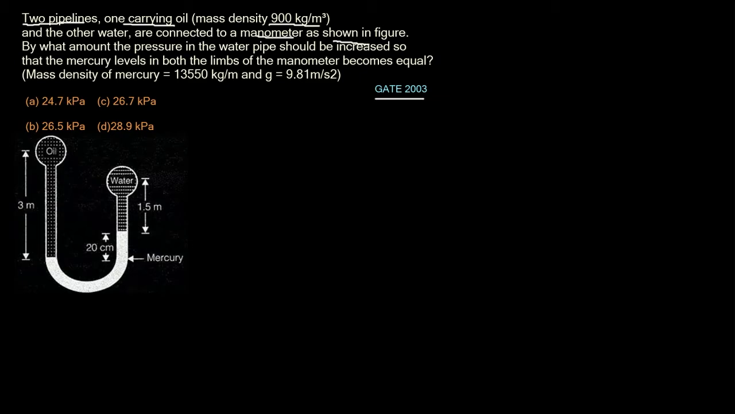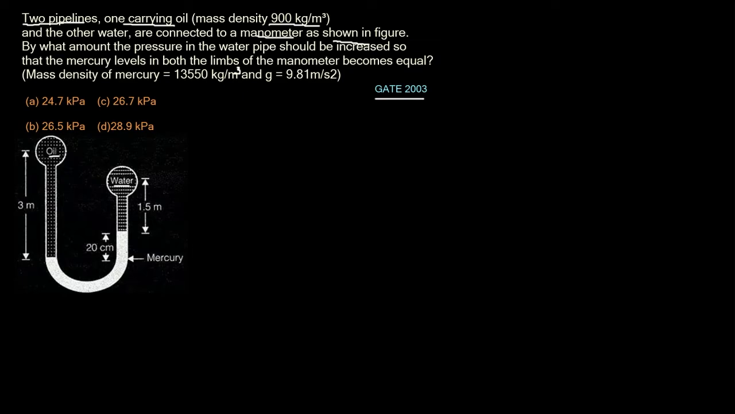By what amount should the pressure in the water pipe be increased so that the mercury level in both the limbs of the manometer becomes equal? The mass density of mercury is 13,550 kilogram per meter cube and acceleration due to gravity is given as 9.81 meter per second square. So here we have two pipes, one containing oil and the other containing water.